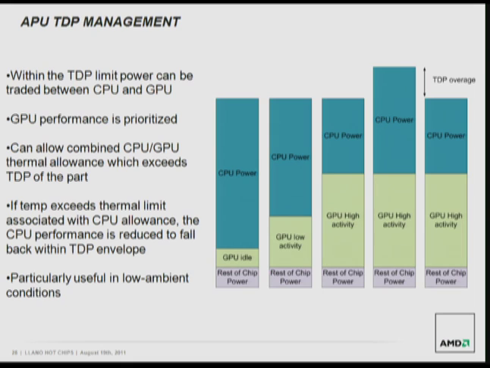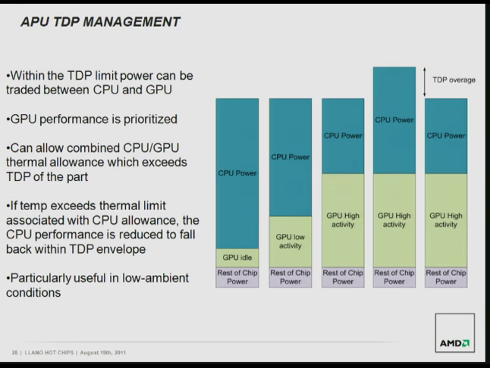In terms of the TDP management, what we do basically is we allocate as much power to the CPU as we can, and then the GPU takes over whatever power is there. I'm sorry, I phrased that wrong. We let the GPU have it at once, but if the GPU isn't using it, the CPUs actually get what's left. So if we have an idle case here where the GPU is idle, there's a lot of power available for the CPU. GPU low activity, there's a little less power available, and so on.